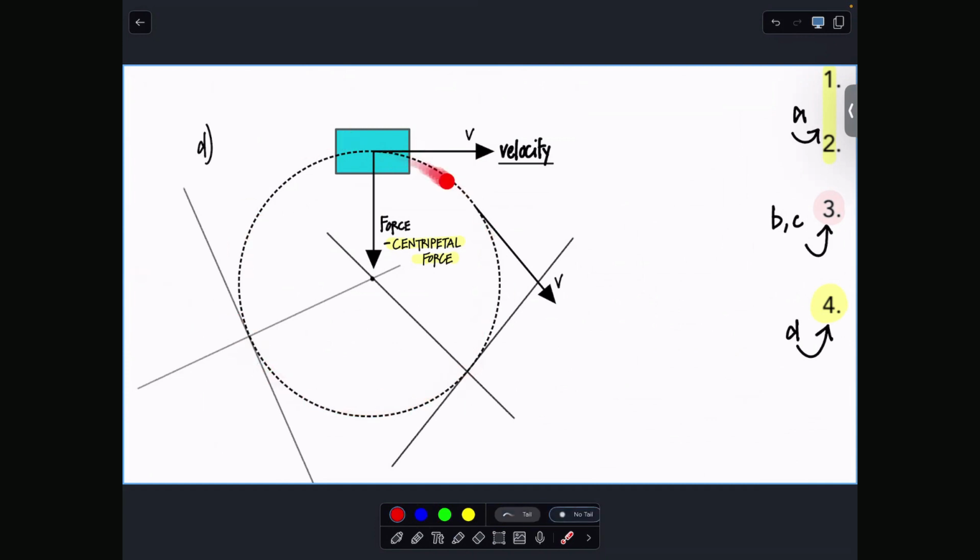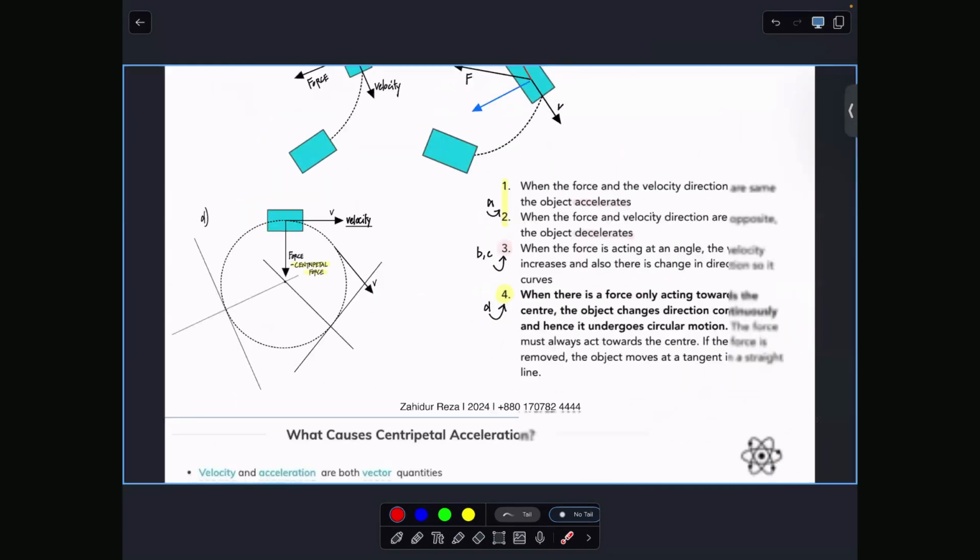The moment you stop the force, it'll just continue to go that way. The normal misconception out there is that once you remove the force, the object will slowly come to a stop, like a fan. That's not true. Normal objects undergoing circular motion, if you get rid of the force, will just fly off at a tangent. So that's what we have seen so far.